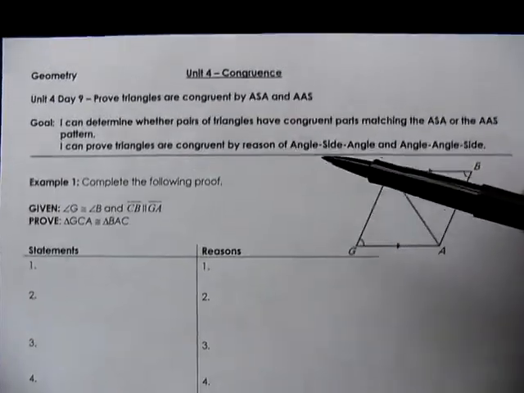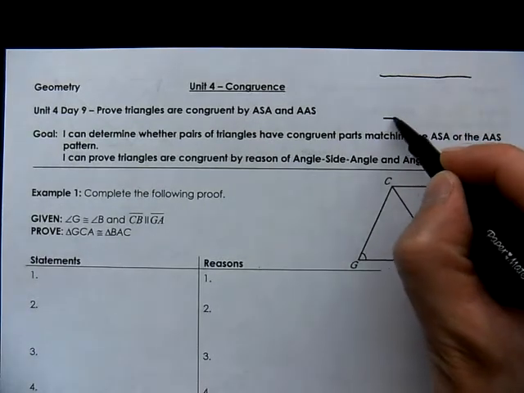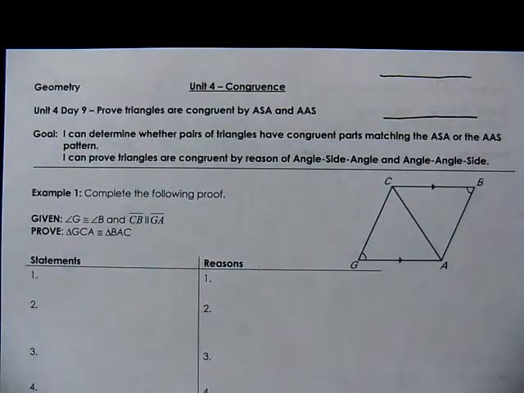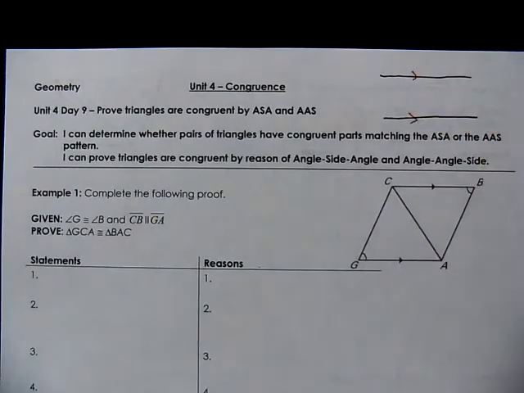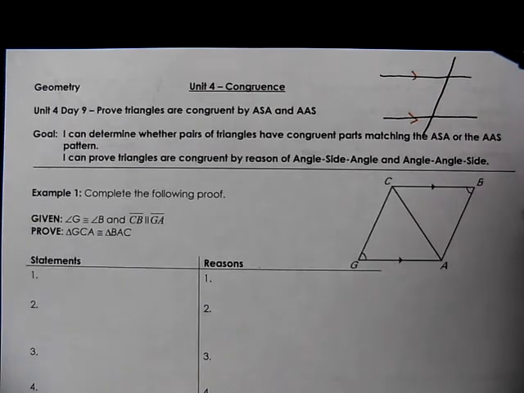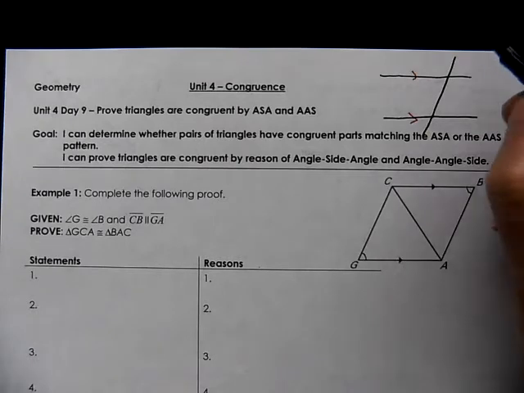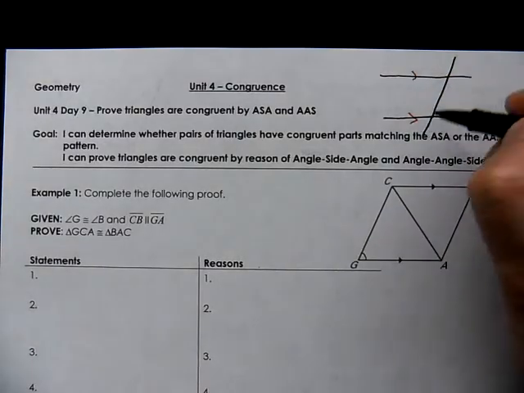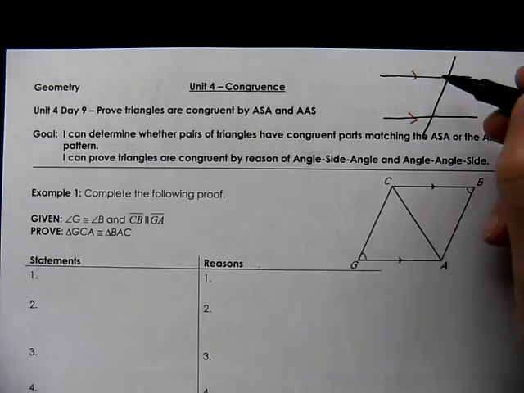Before we jump into the proofs, a bit of review. Remember that we create angle pairs in a situation where we have parallel lines cut by a transversal. And remember that we have a variety of different angles here, but if parallel lines are cut by a transversal, then we end up with certain pairs of angles that are going to be congruent.